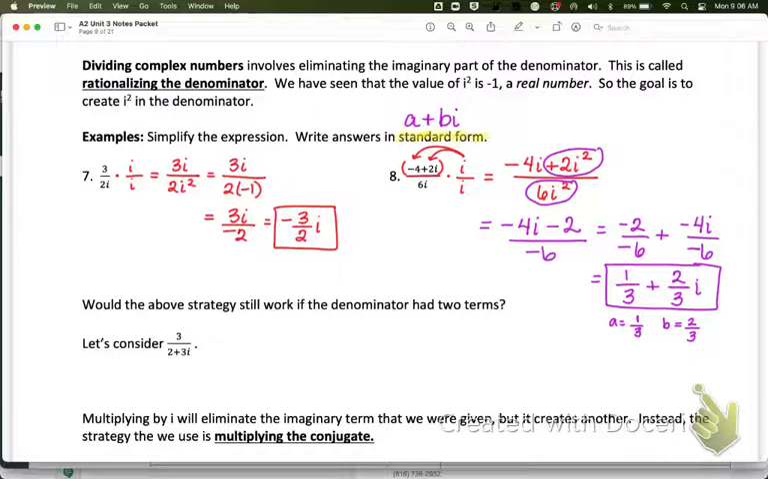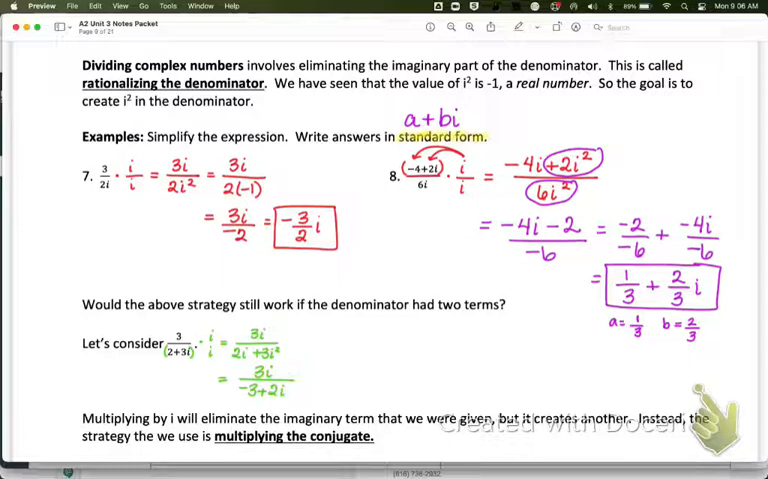Okay, and so that is how we can rationalize the denominator when we have a single imaginary term in the denominator. Now, if the denominator has a complex number of the form a plus bi, so it has two terms, is that strategy of just multiplying by i over i going to work? Well, let's give it a try. If I multiply by i over i here, again, we have to distribute on the bottom, and I get 3i over 2i plus 3i squared. Using what we know about i squareds, we get 3i over -3 plus 2i.